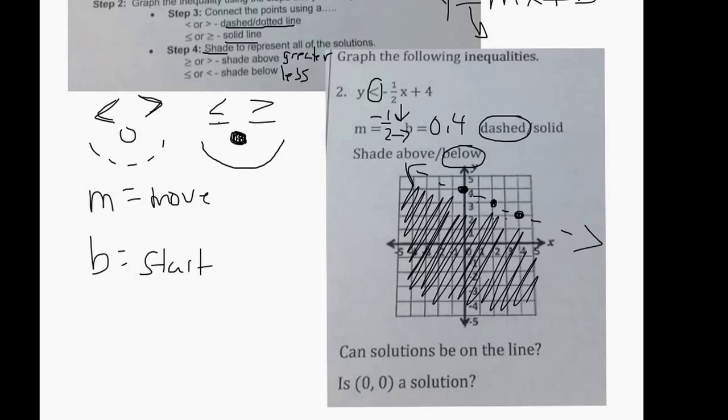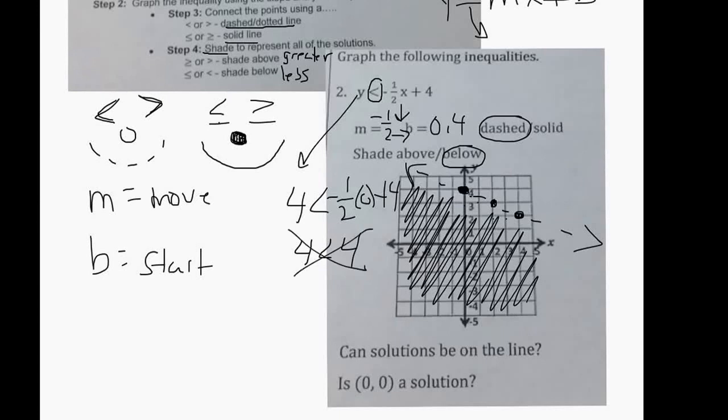So if we were to check (0, 4) in here, 0 is the x, 4 is the y. So we would put 4 out to the side. 4 is less than negative 1/2 times 0 plus 4. So I'm trying this point right here, (0, 4). Half of 0 is 0, so I get 4 is less than 4. This is not a true statement, so dotted lines do not work. So the answer is no. Solutions cannot be on a dotted line.